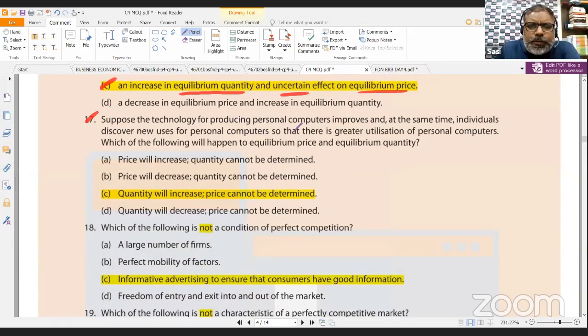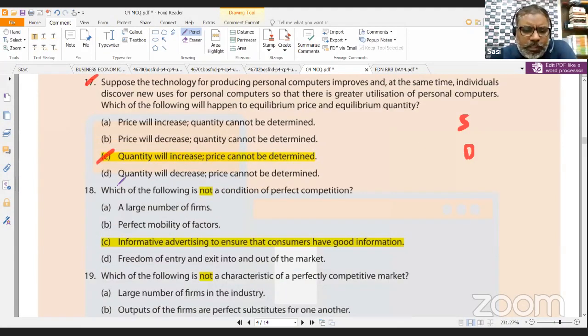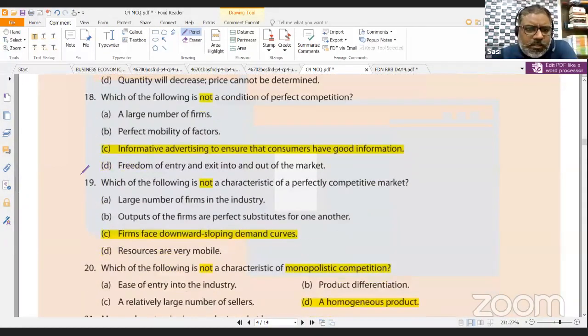Suppose the technology for producing personal computers improves. That means supply increases. At the same time, individuals discover new uses for personal computers so that there is a greater utilization of personal computers. That means demand also increases. When people have multiple uses, they buy more. Which of the following will happen to equilibrium price and equilibrium quantity? Supply increases, demand increases. Once again, the same. Quantity will increase. Price cannot be determined. So C is the correct answer.